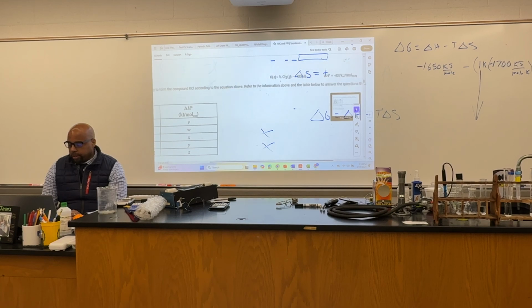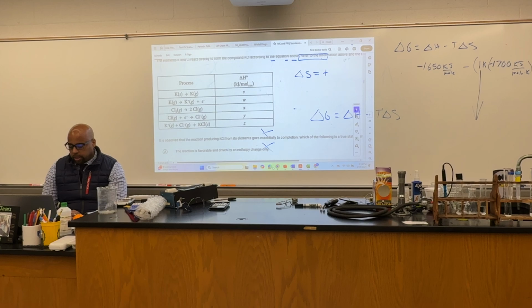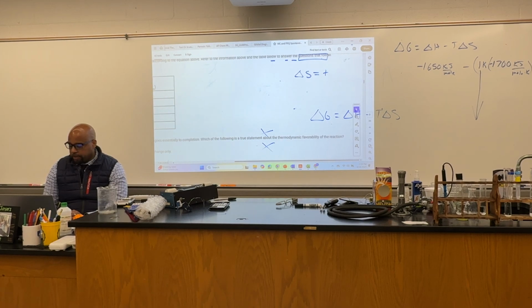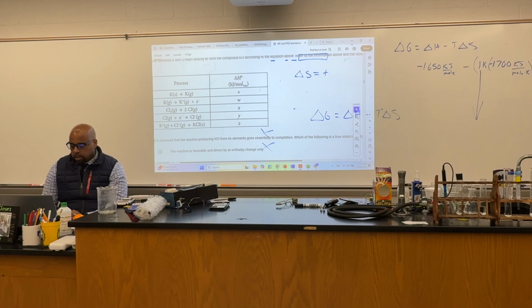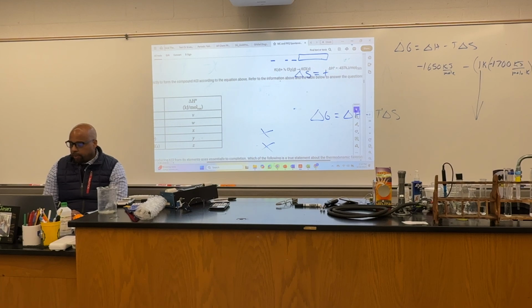All right, what do we got going on here? For this one, it says, we observe a reaction of KCl. Which of the following is true about the thermodynamic capability of the reaction? Trying to see what's above. Gotta read the whole thing, that's the problem. All right, so we got the element K and Cl react directly to form KCl. And we get a delta H, which is going to be negative.